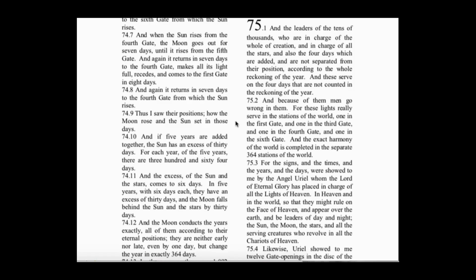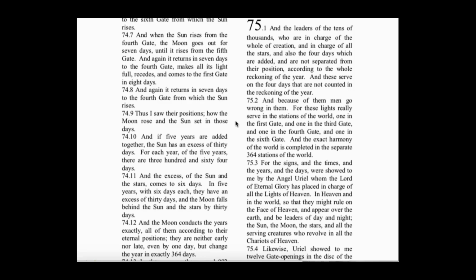For the signs and the times and the years and the days were showed to me by the angel Uriel, whom the Lord of eternal glory has placed in charge of all the lights of heaven, in heaven and in the world, so that they might rule on the face of heaven and appear over the earth, and be leaders of light, day and night, the sun, the moon, the stars, and all the serving creatures who revolve in all the chariots of heaven.